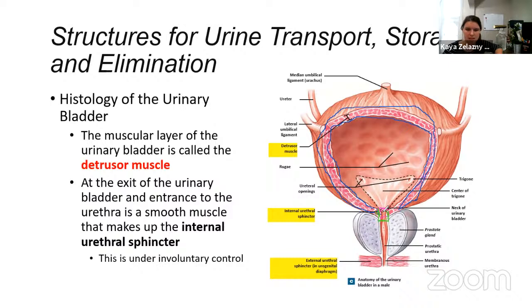Now I'm emphasizing internal here because we're going to see a difference between the internal urethral sphincter and the external urethral sphincter. The internal urethral sphincter is under involuntary control, actually. So the internal sphincter is not the one that's stopping you from peeing. That's going to be your external urethral sphincter. So this internal one is going to open and close according to pressures basically in the bladder and in the body itself. Okay.